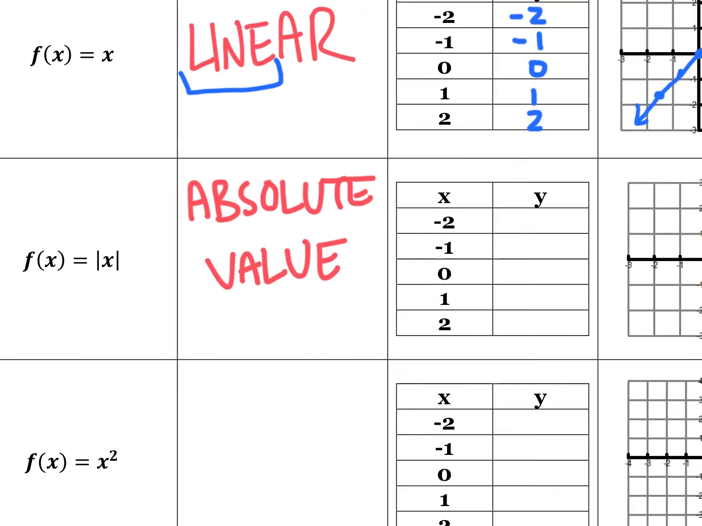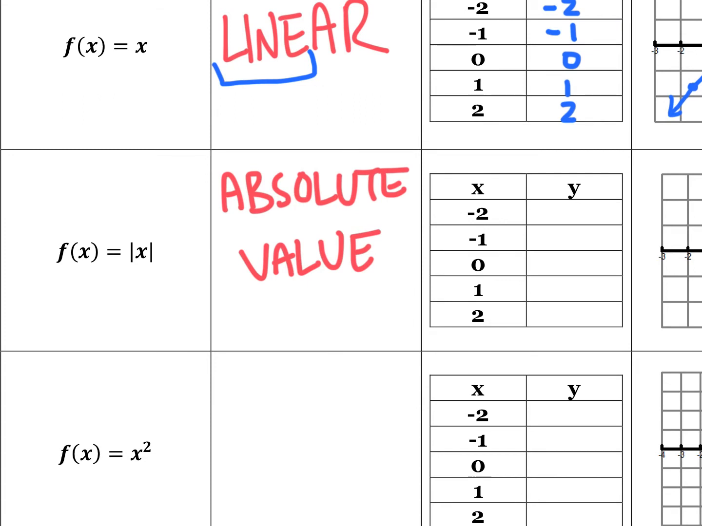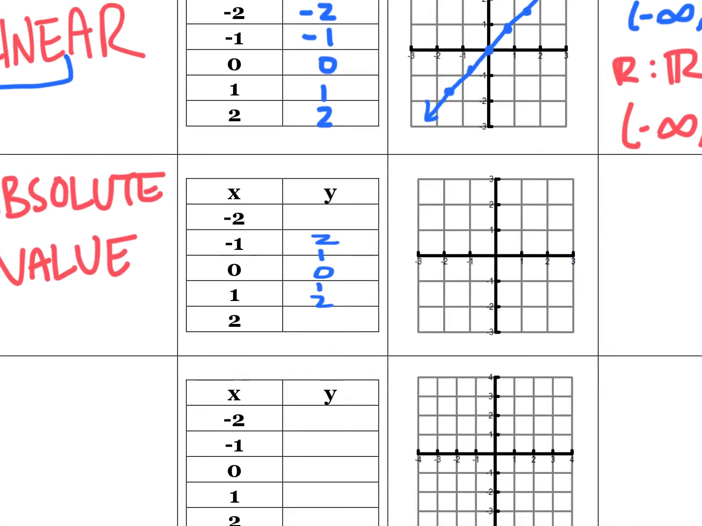So if we plug in a negative 2, what's the absolute value of negative 2? It's positive 2. The absolute value of negative 1 is positive 1. And then these positive numbers just stay the same. So whenever we look at a graph of this, notice that these last 3 points, 0, 0, 1, 1, and 2, 2, these are all the same as our linear function. But instead of dipping into the negative over here, it bounces right back up into the positive y's. And it creates this V shape.